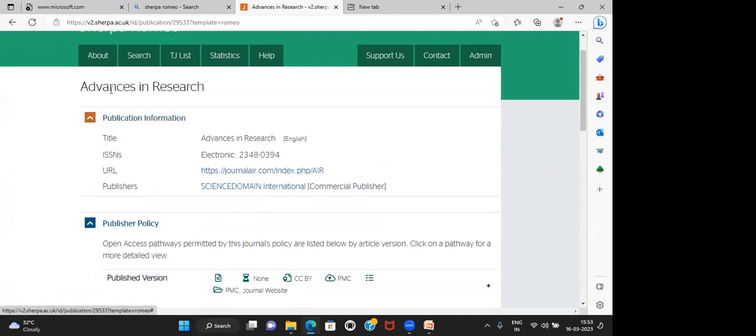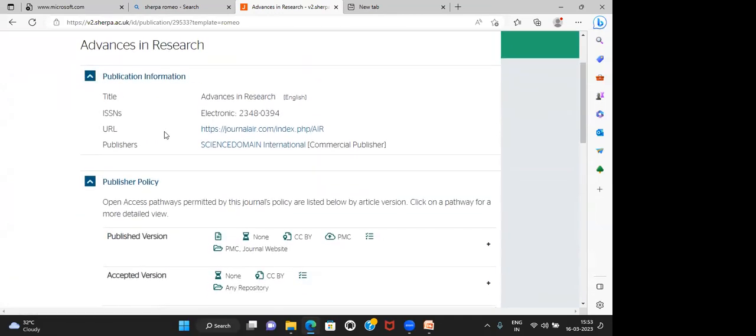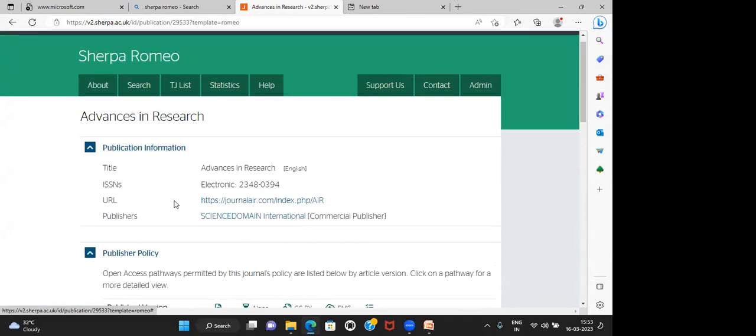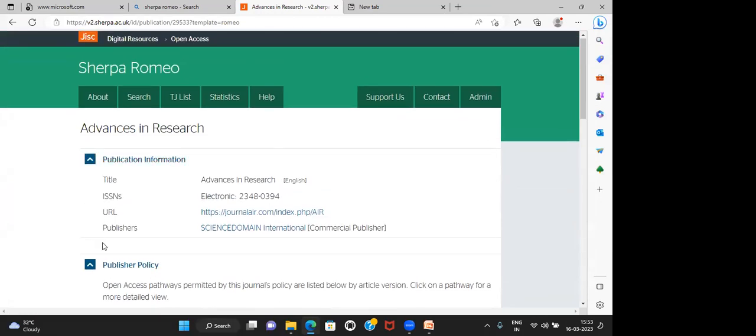The journal name is Advances in Research, you see, and there are 3 categories of information available. One is publication information, another is information on publisher's policy, and the last one is record information. Under the publication information, there is basic information regarding the publication, that is the title. The title of the publication is Advances in Research. The ISSN number is also given here, and the URL, that is the website address, is also mentioned here, along with the publisher's name. So these are the basic information given under the publication information.